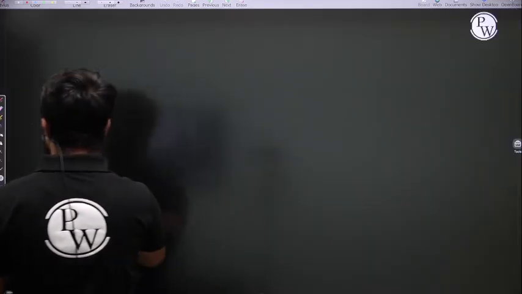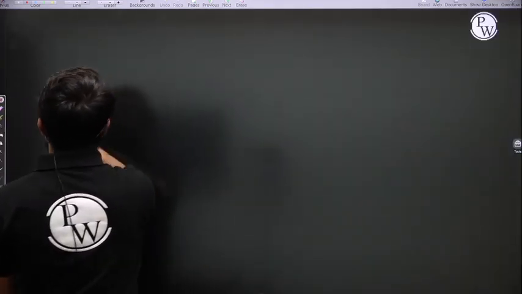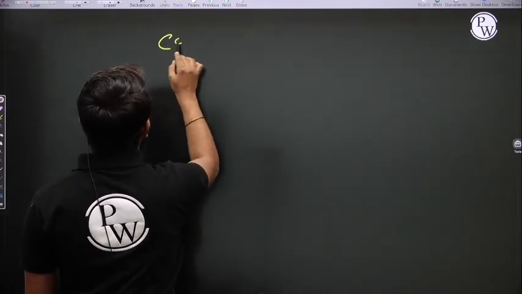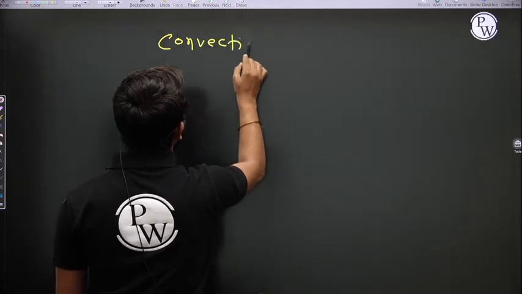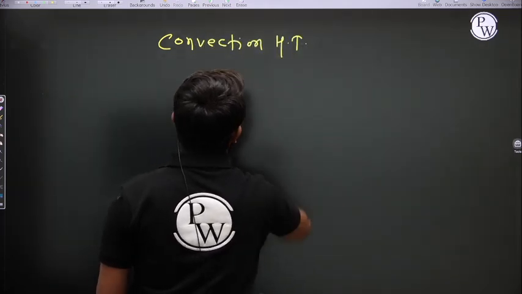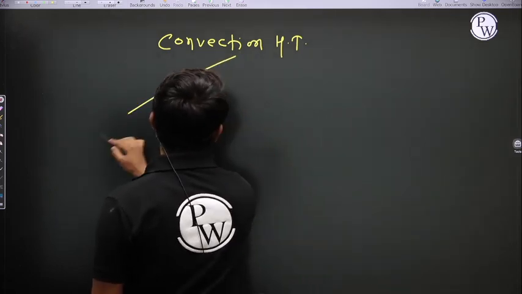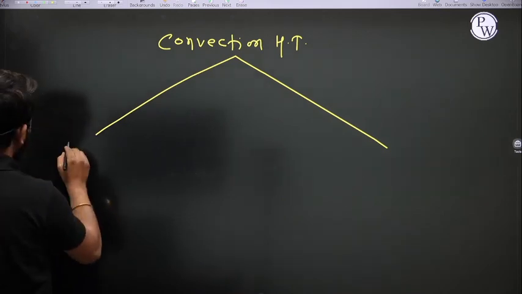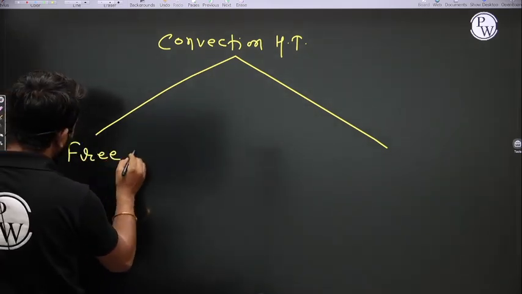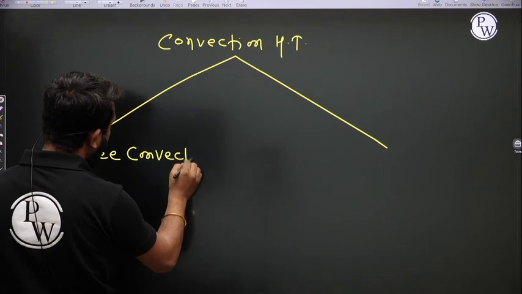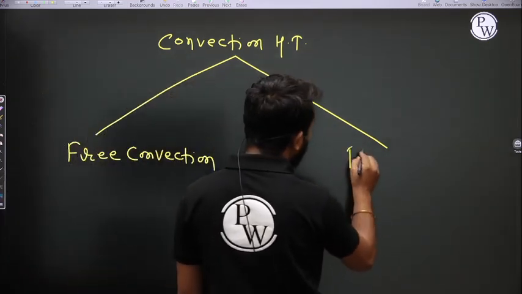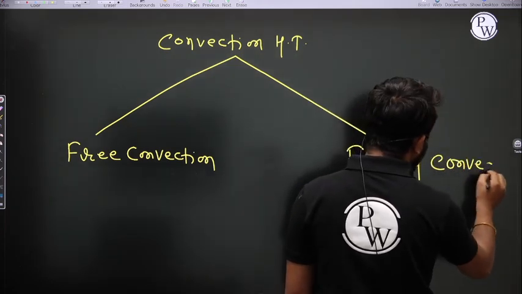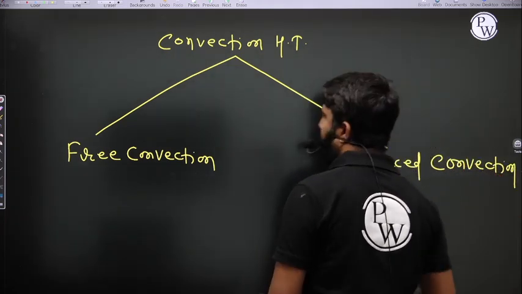Now see here. Convection heat transfer is of two types, correct? One is free convection, another one is forced convection. Basically there are three types, mixed convection is also there, but first focus on free convection and forced convection.